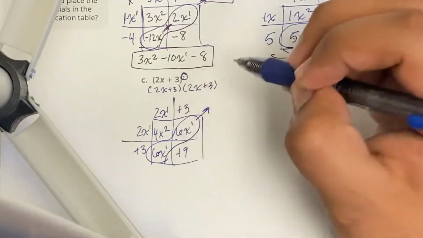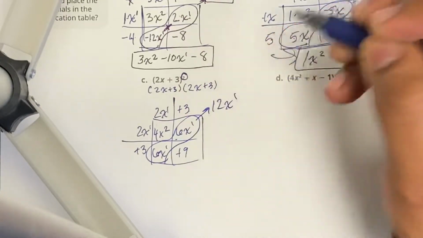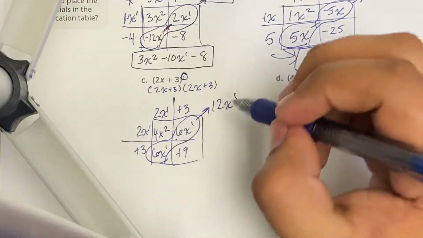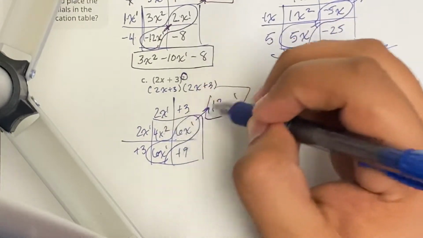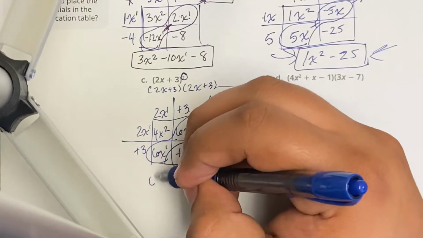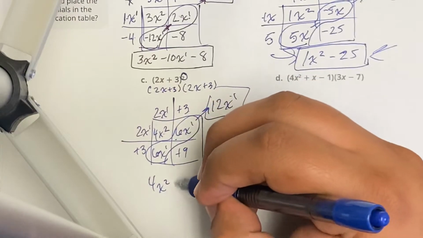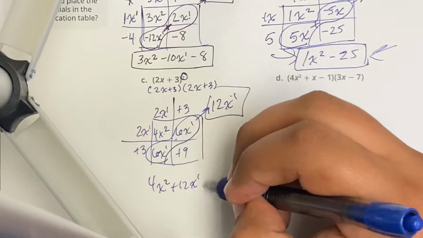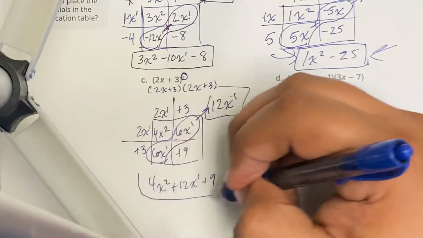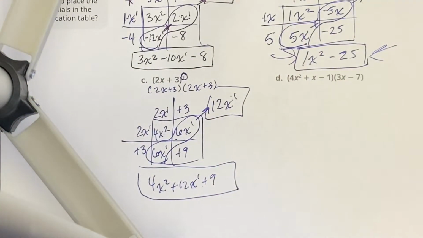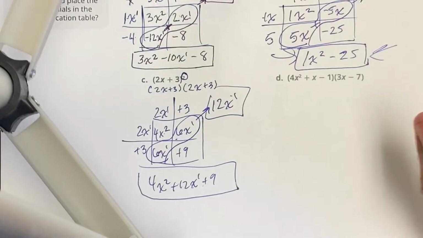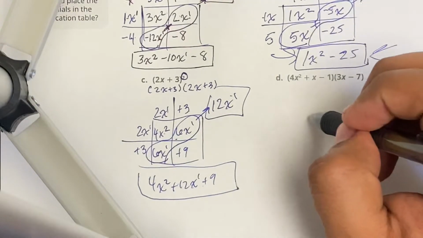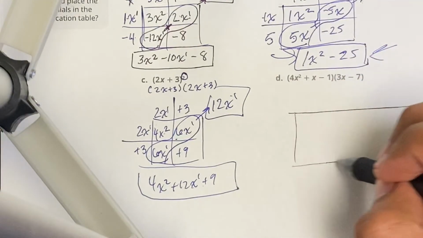6 plus 6, 12x1. Boom, boom, boom. 4x squared plus 12x1 plus 9. Terrific. Hopefully it's not extraordinarily fast. You know, let somebody break it down for you. Right here's a little bit larger, going to a 3 box.